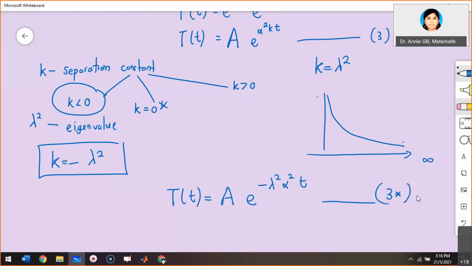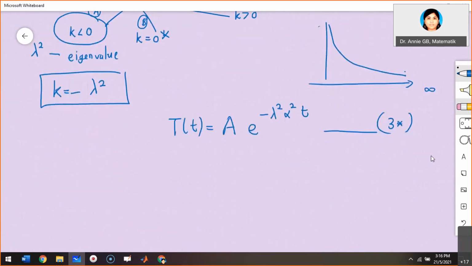So there are 3 cases. Okay, case A, case B, and case C. Kan? Lebih besar kosong, solution saya akan sentiasa membesar as T approaches infinity. Okay, so we're not going to consider that. Bila K kosong, you get a constant instead. Tapi kita nak tengok when K equals to negative lambda squared.